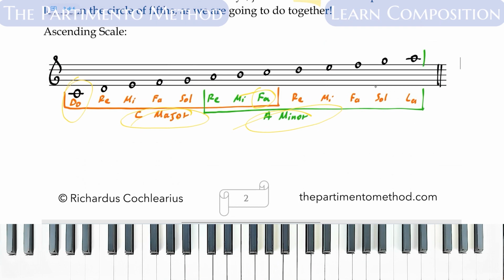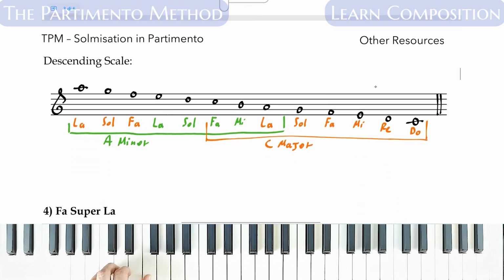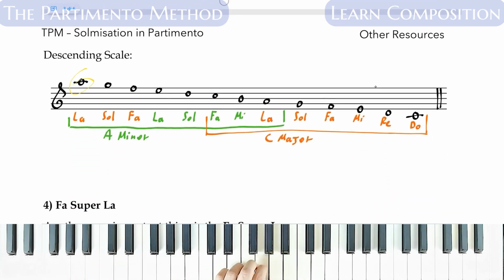And the whole scale ascending is Do, Re, Mi, Fa, Sol, Re, Mi, Fa, Re, Mi, Fa, La, Sol, Fa, La, Sol, Fa, Mi, La, Sol, Fa, Mi, Re, Do. As you can see here, descending La, Sol, Fa, La, Sol, Fa, Mi, La, Sol, Fa, Mi, Re, Do.